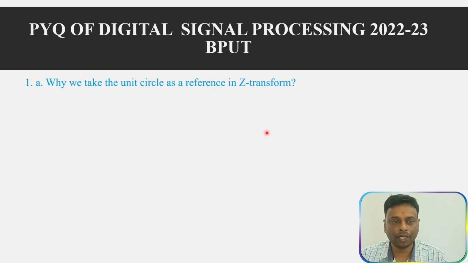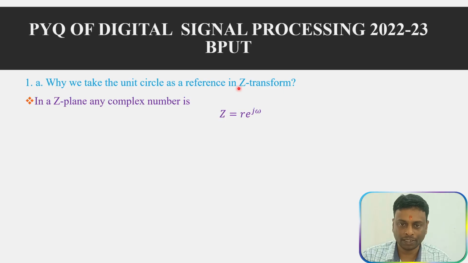The first question is: why do we take the unit circle as a reference in the Z transform? The Z transform does the analysis of discrete time signals and LTI systems in the Z domain. It basically does the frequency analysis of the discrete time signals. So why do we take the unit circle as a reference in the Z transform?